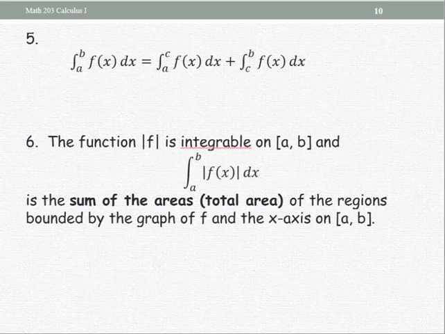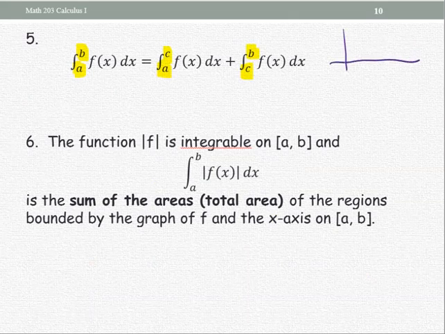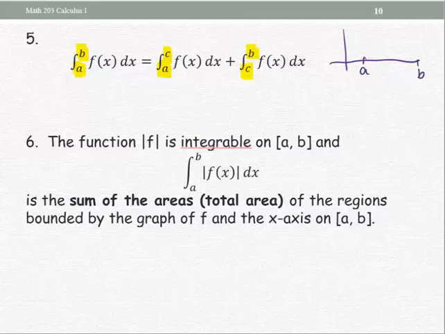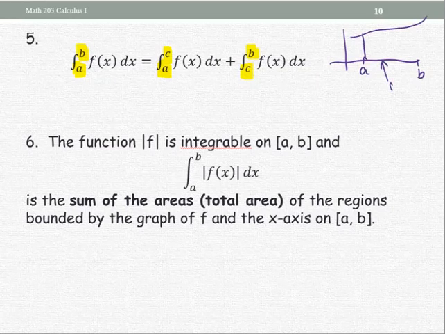Property number 5. The definite integral from a to b of the function f of x with respect to x is the sum of the definite integrals from a to c and c to b, as can be explained on the real number line. The left end is a, the right end is b, and c is somewhere in between, and you find the area bounded by this function curve. If the total area is separated into two portions, the total area overall is the sum of the first area and the second area. The first area is bounded from a to c, and the second area is bounded from c to b.